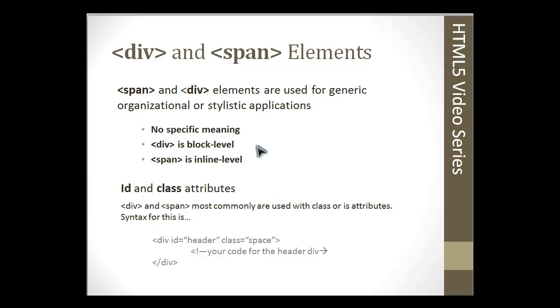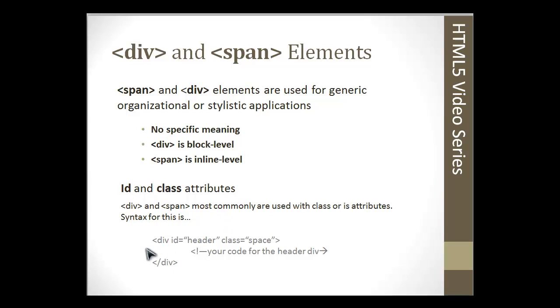It's going to separate onto a new line. Span is inline, which means you could put a span tag next to anything and it will run alongside of it, as opposed to putting it on a new line. And the ID and class attributes are usually what you would use with the div and span, so you could label that certain block or that certain element that you want to style.